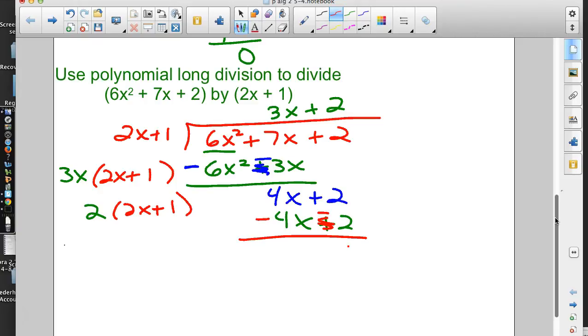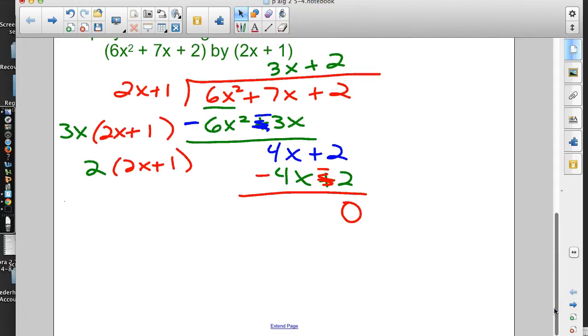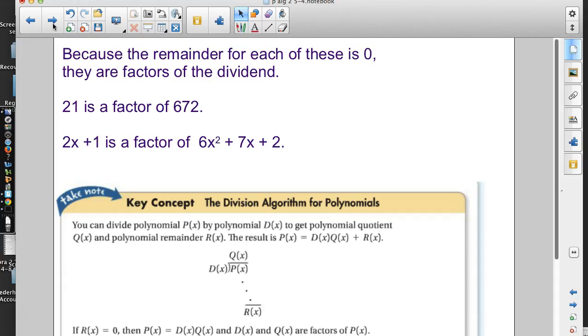Hey, no remainder. So this means 6x squared plus 7x plus 2 could have been found by factoring or FOILing those two because it worked out perfect. No remainder. If we multiplied these two back together because they are factors, we would get 6x squared plus 7x plus 2. So, very similar to normal numerical long division.